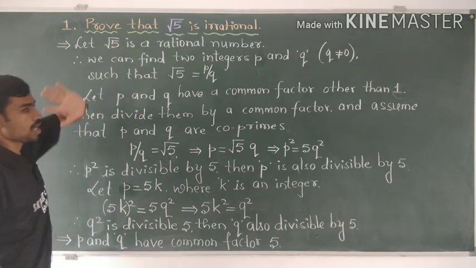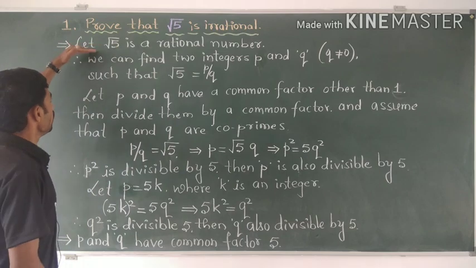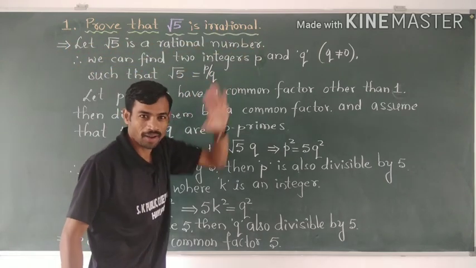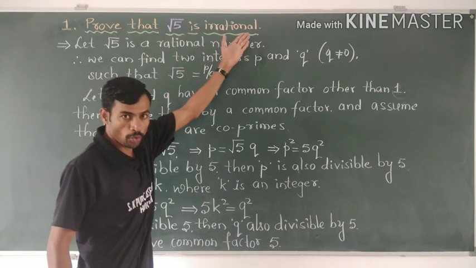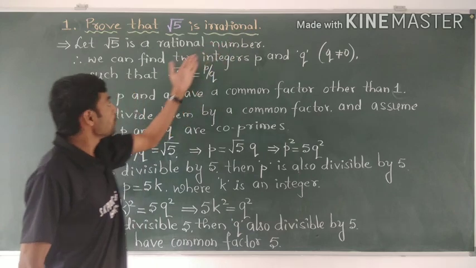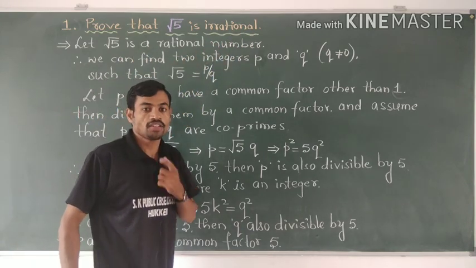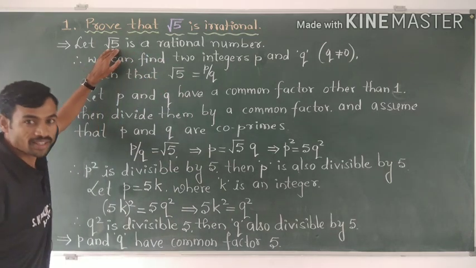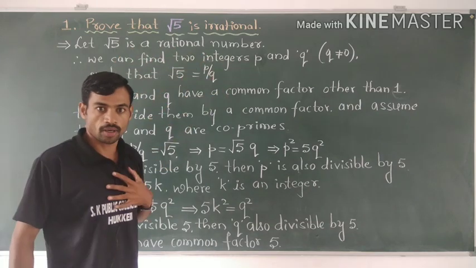So let us assume, what do we have to assume? Let root 5 be a rational number. What is the question? We have to prove it is an irrational number, but we have taken one assumption. What is that assumption? Let us assume root 5 is a rational number.